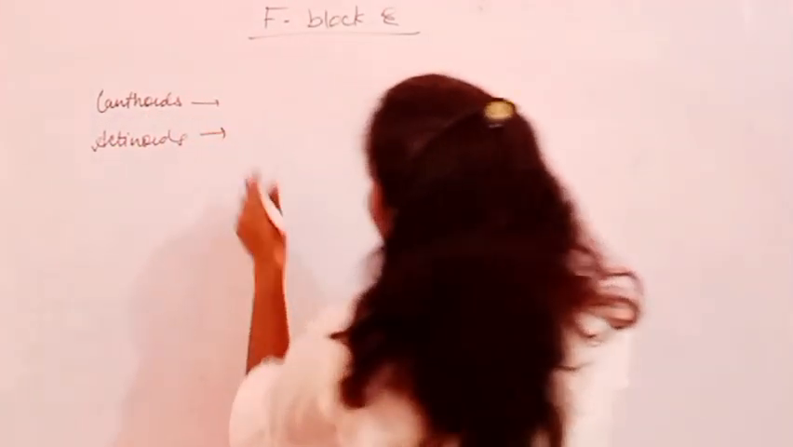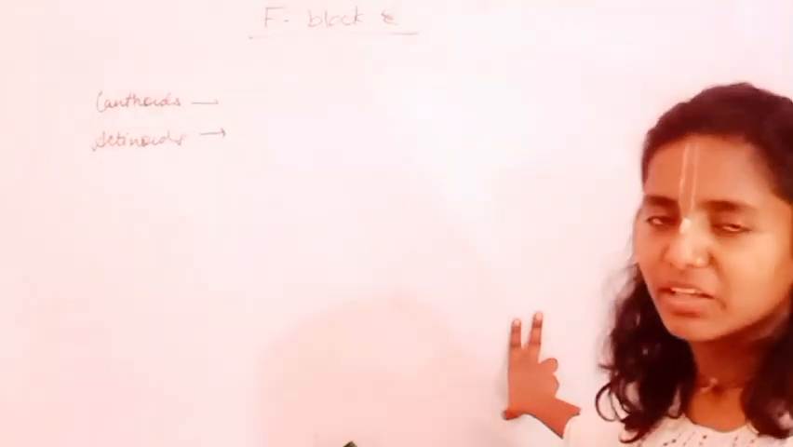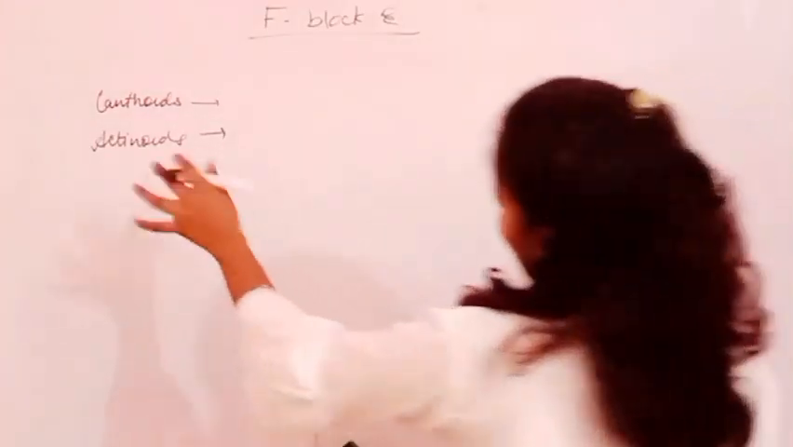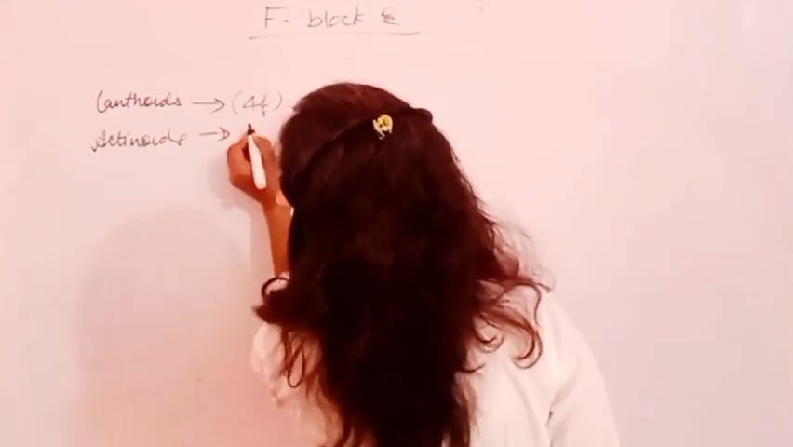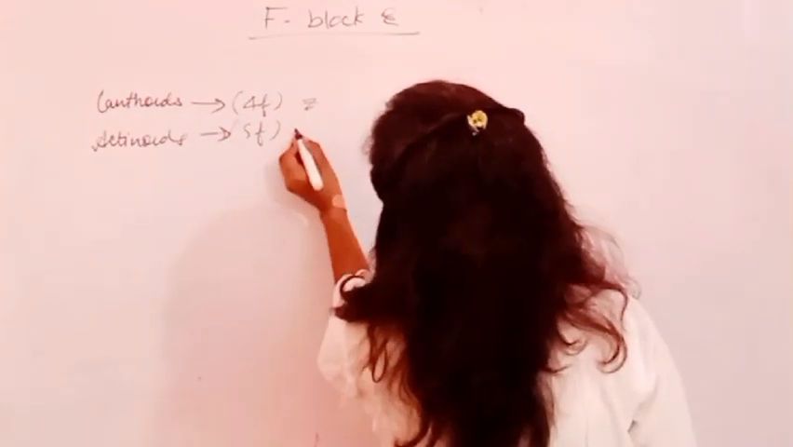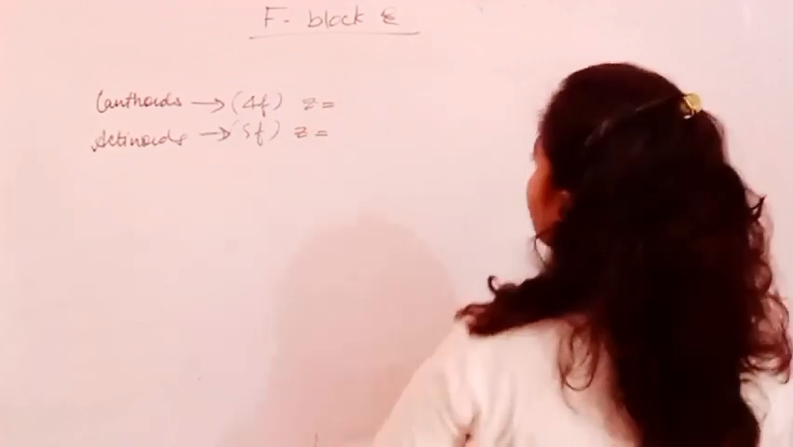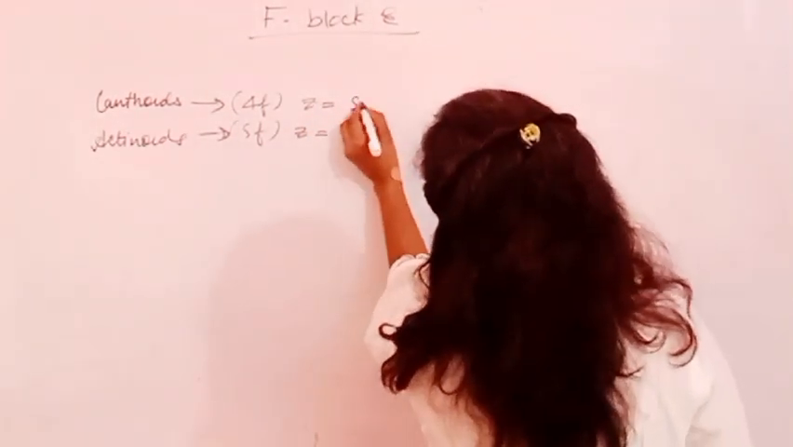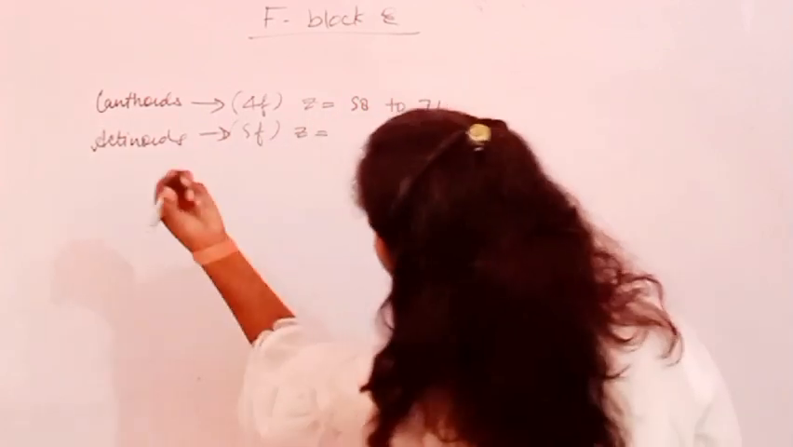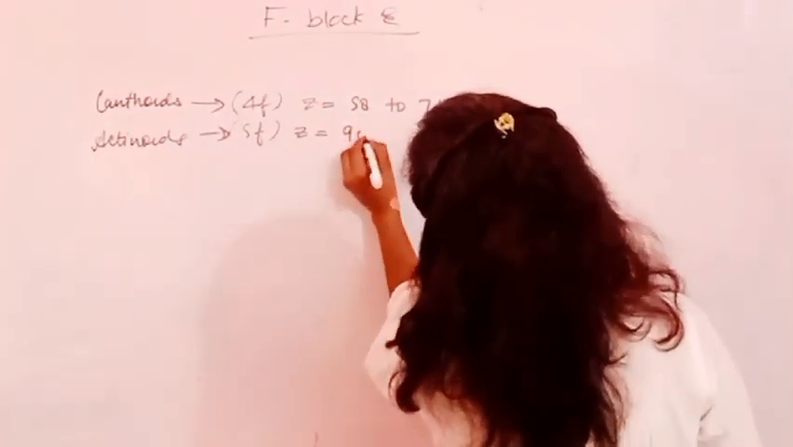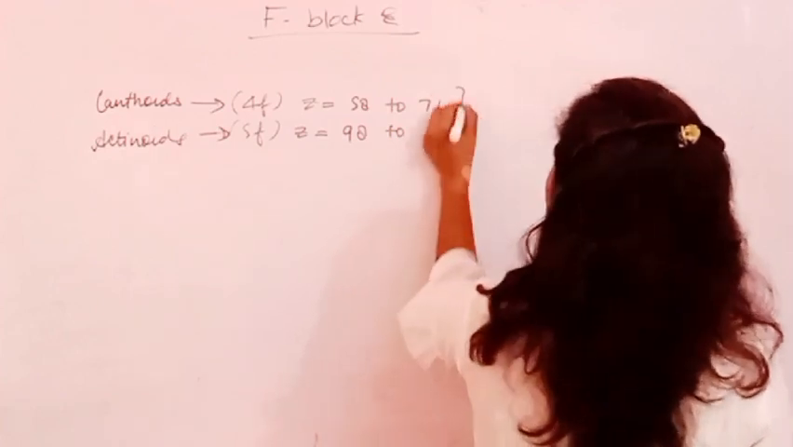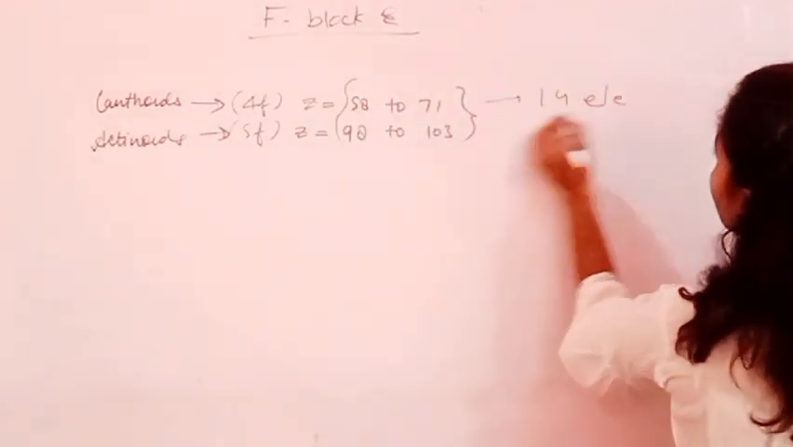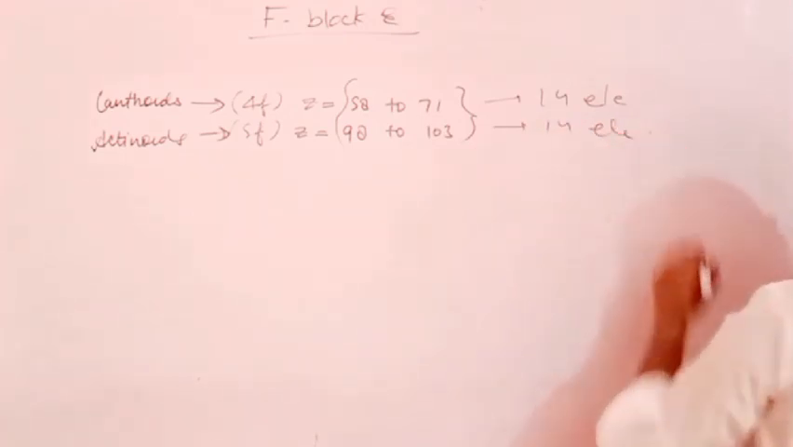No more important to remember the element. If you want, there are many further tricks to remember them all. But the main thing over here is 4f series and your 5f series. Lanthanoids lie from 58 to 71 and actinoids from 90 to 103. Remember this. This includes your 14 elements and again this includes your 14 elements.